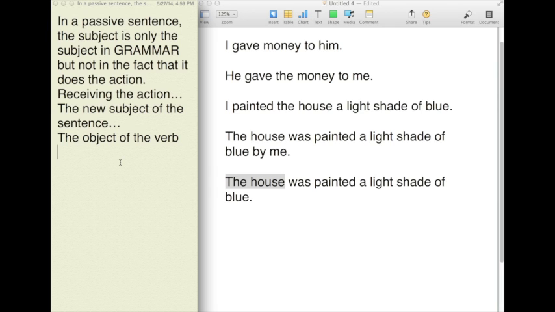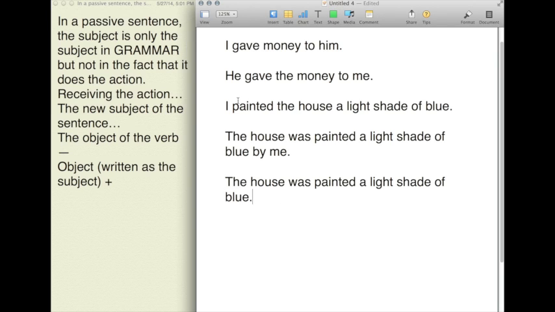Okay? So when we write a passive sentence, we follow this structure. We say we have an object, but we write it as the subject. That means we say he, it, he, I. So it's the object because it receives the verb. It gets the verb, but we write it as the subject of the sentence. Plus, now we have our verb. But look, this is I painted. It is simple past here, right? This one, painted, is simple past.